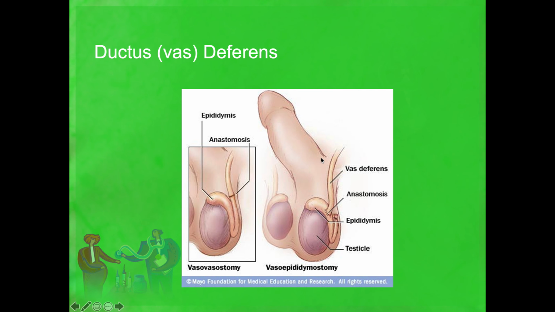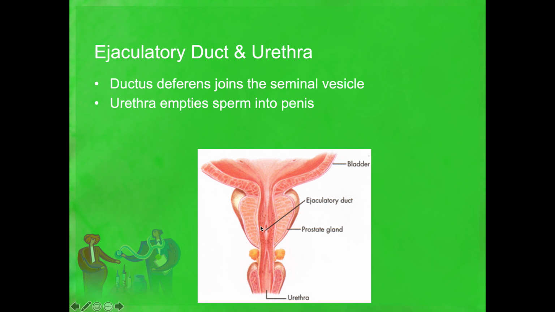Okie dokie. So let's talk about the ejaculatory ducts and the urethra. Now we've migrated through the seminiferous tubules. We have moved up through the epididymis, and we now have mature sperm. Now we're moving through the vas deferens. As we move into the vas deferens, these are the ejaculatory ducts.